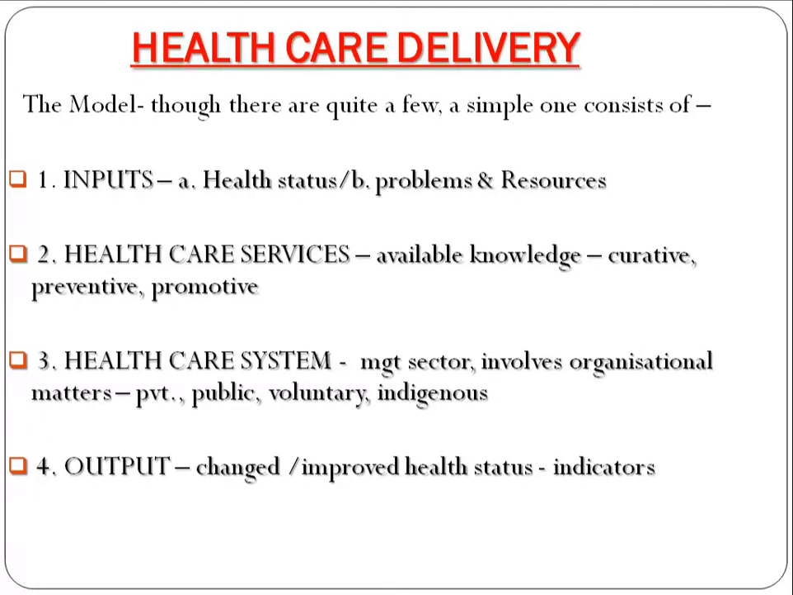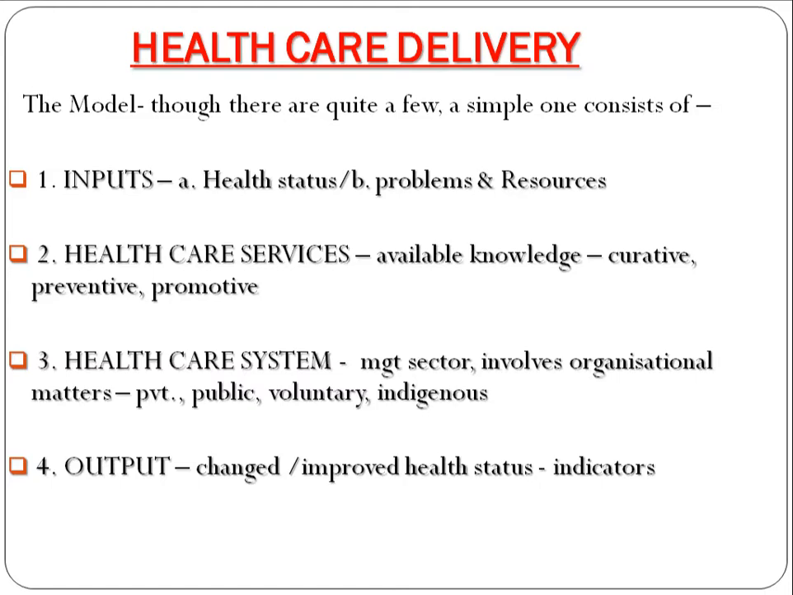Just remember that healthcare delivery is the most important part of this chapter. How does health reach you? How does health reach a common Indian citizen? It is something which we all know, but now we have to read it in a bit more systematic manner. Now, the model for healthcare delivery includes inputs, healthcare services, healthcare system, and output. Inputs are basically: what are the problems? What problems do we have so that we can deal with them? What are the health problems? What are the resources that we have?